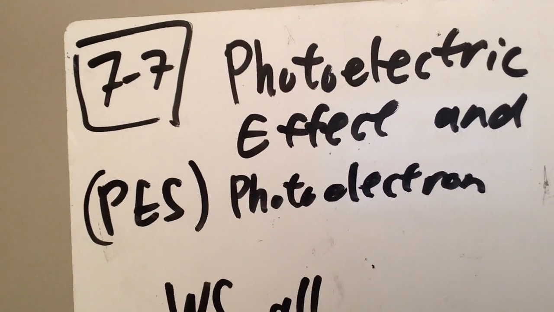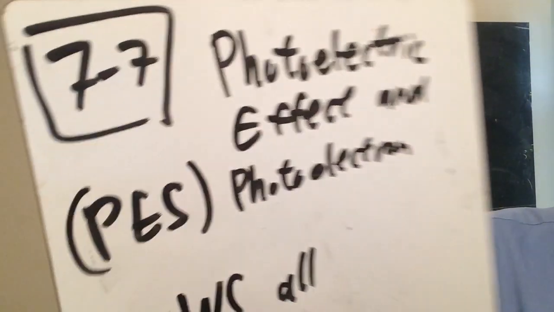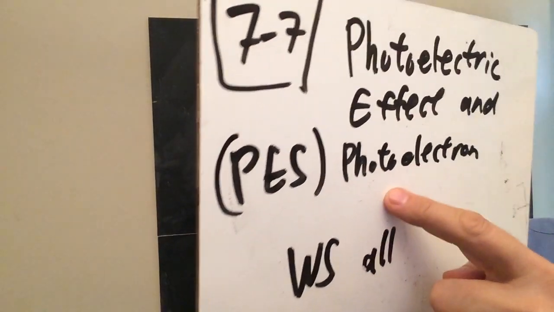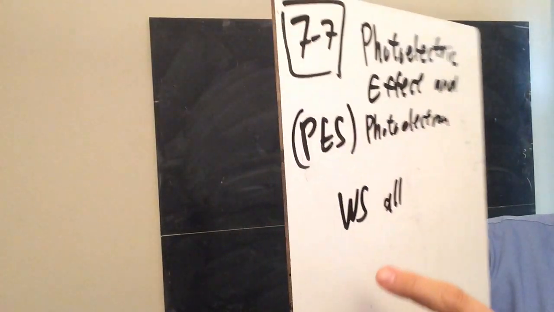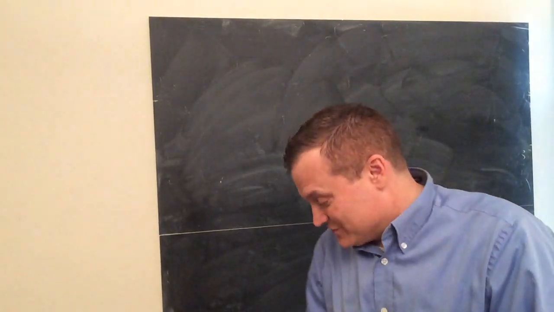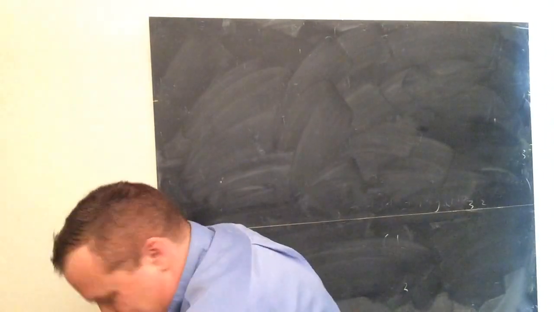All right, 7-7, the photoelectric effect and PES, photoelectron spectroscopy. And for the worksheet, I actually want you to do all of the worksheet this time, and you'll see why.